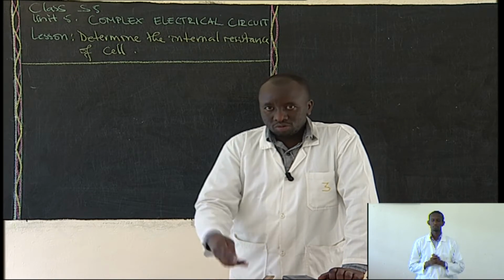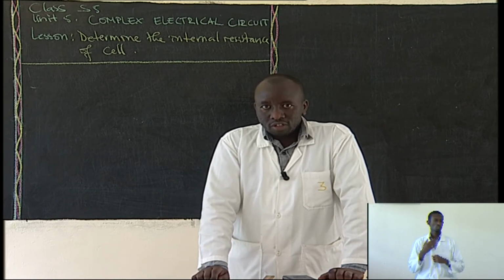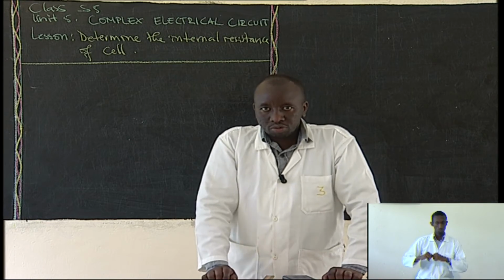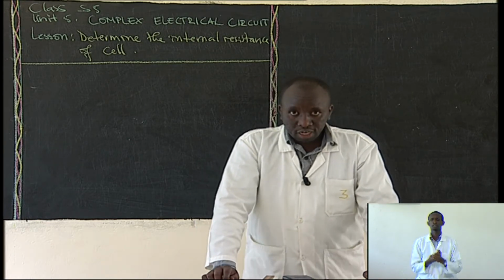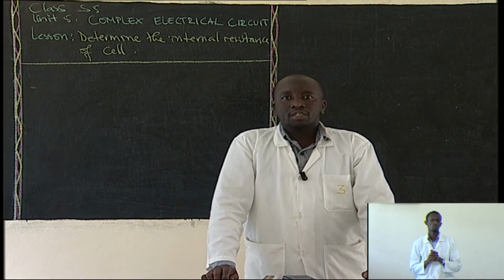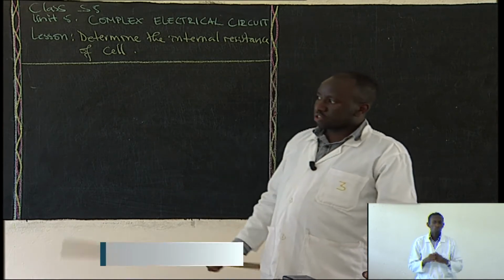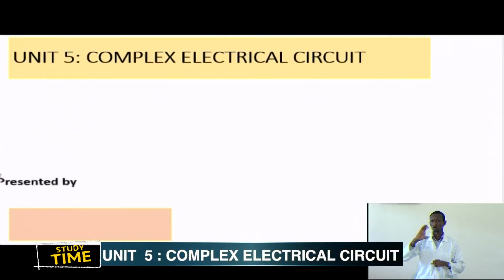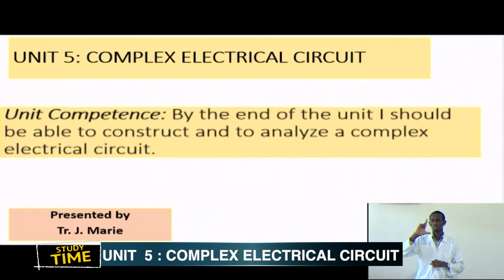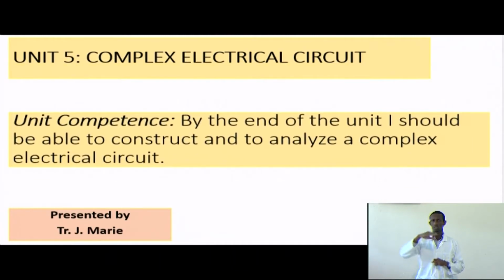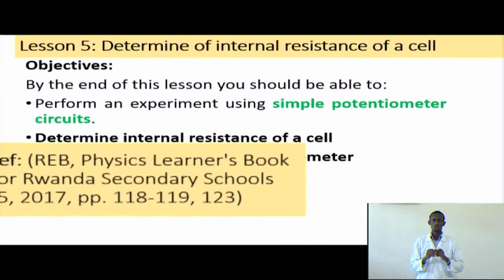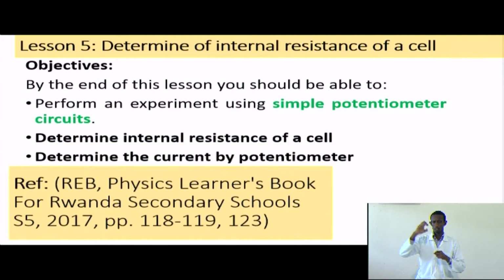I wish that at the end of this lesson, all of you will be able to explain some of the objectives that we are having throughout this lesson. The lesson is about a complex electrical circuit, as you remember. The competence: at the end of this unit, you should be able to construct and analyze a complex electrical circuit.